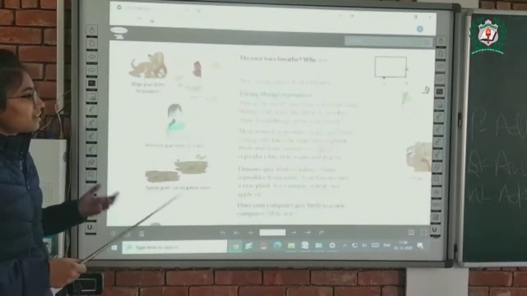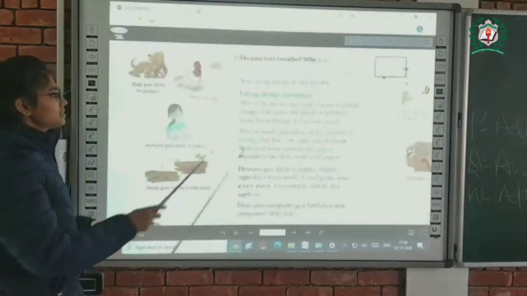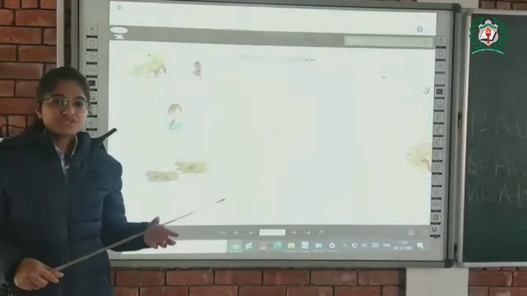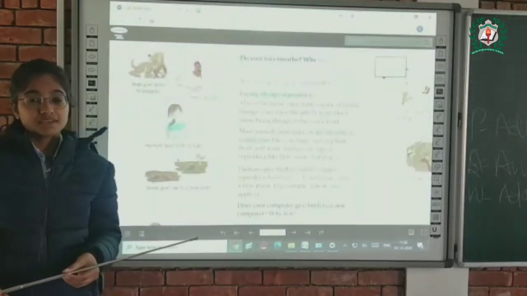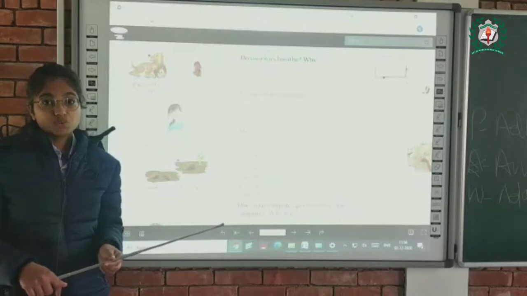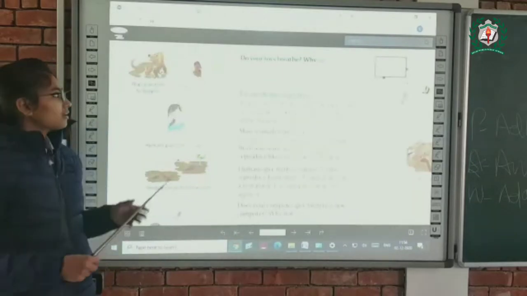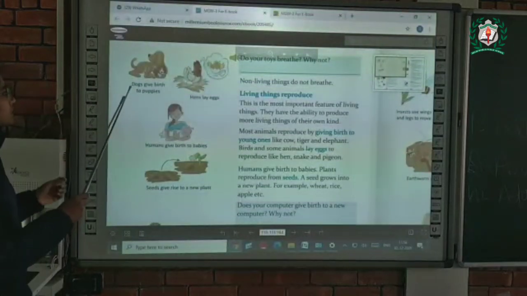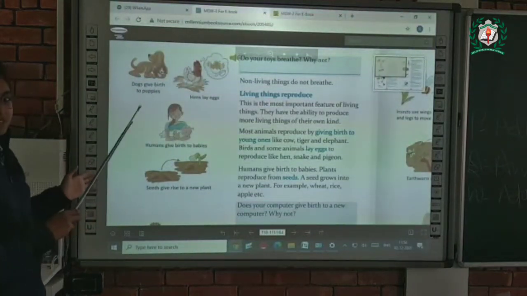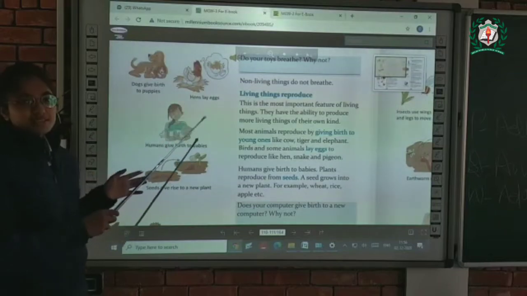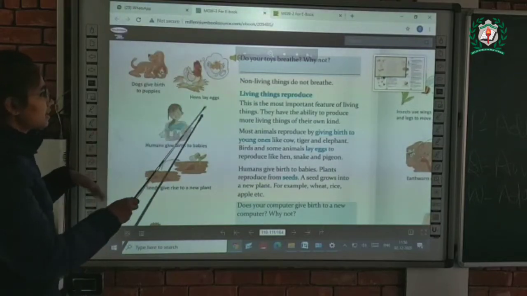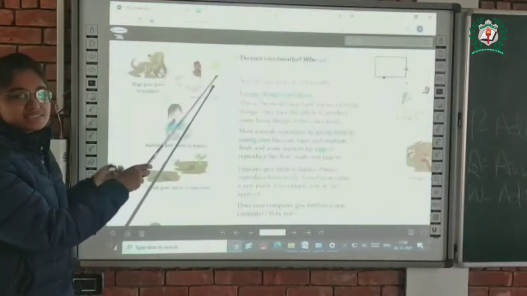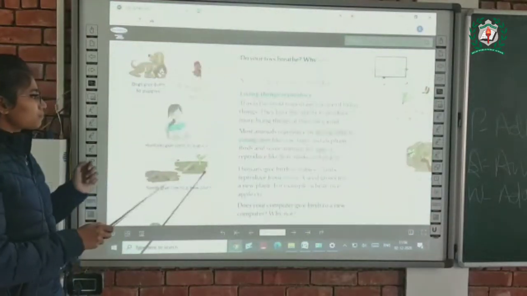The first characteristic which we are studying today is that living things reproduce. It is the most important feature that living things reproduce. Living things give birth to new ones like themselves. For example, dogs are living things, so dogs give birth to puppies. Hens are also living things, so hens lay eggs, and after that the eggs hatch. Little chickens come out from those eggs.